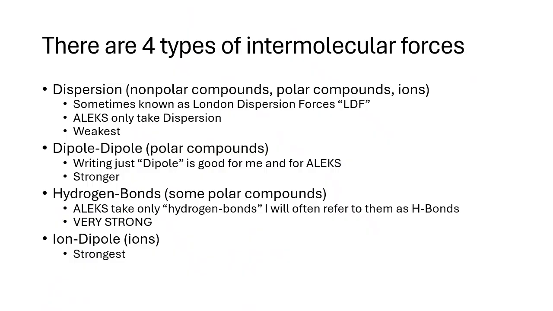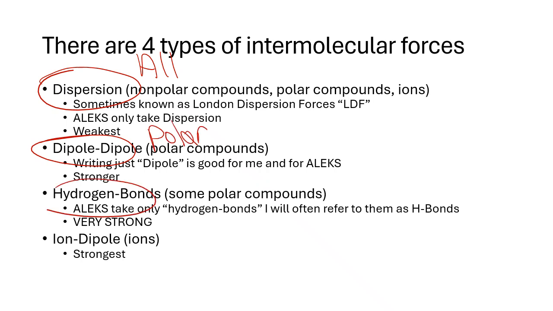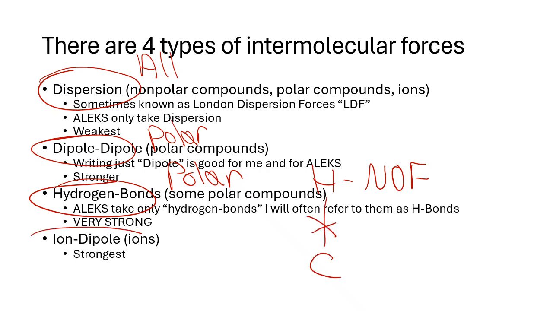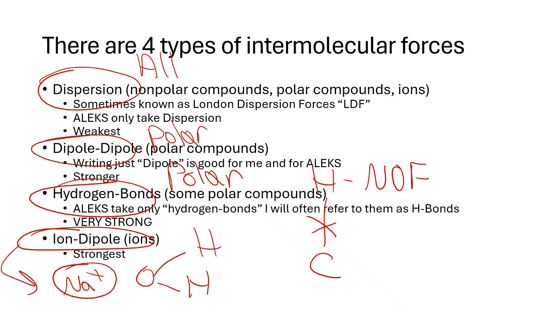So I'm just going to mention the 4 types of intermolecular forces you're going to hear about. First, you're going to hear about dispersion, which occurs between all molecules. Dipole, which occurs between just polar. Hydrogen bonds, which occur between polar that have a hydrogen and a NOF, and the hydrogen is not connected to a carbon. And then ion dipole is between an ion and a polar compound. So it has to be a polar compound.